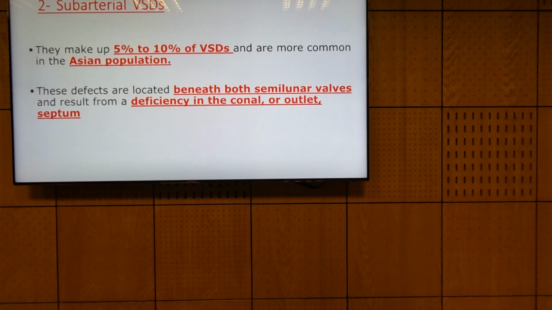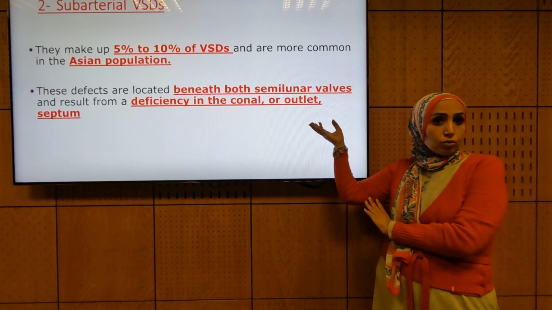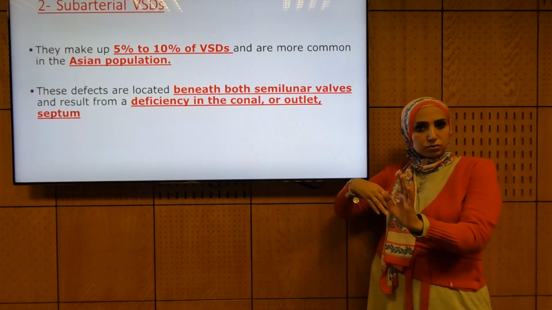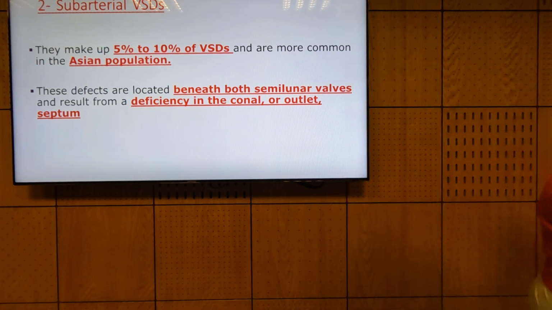It's not that common. It's up to 10% of the VSDs that you will see. It's more common in the Asian population, not in the African one. This defect is just underneath the semilunar valves, the aorta and pulmonary, and this means that we will not have a conal VSD. So we don't have malalignment, anterior or posterior. Conal septum does not exist.